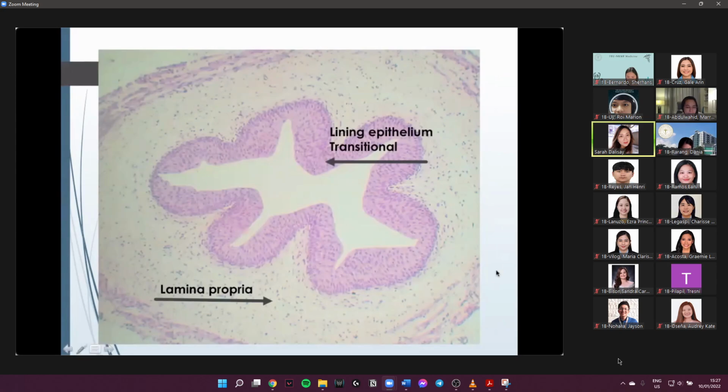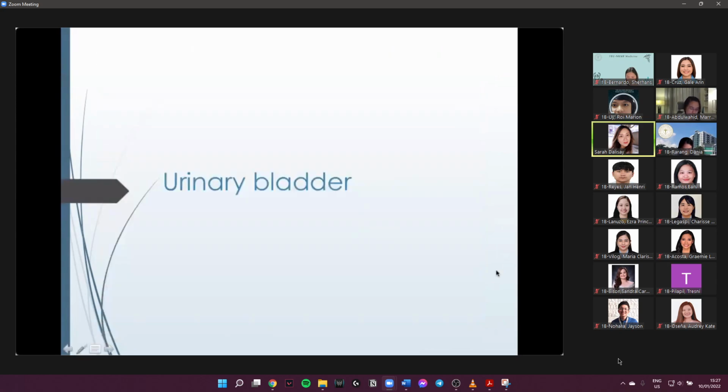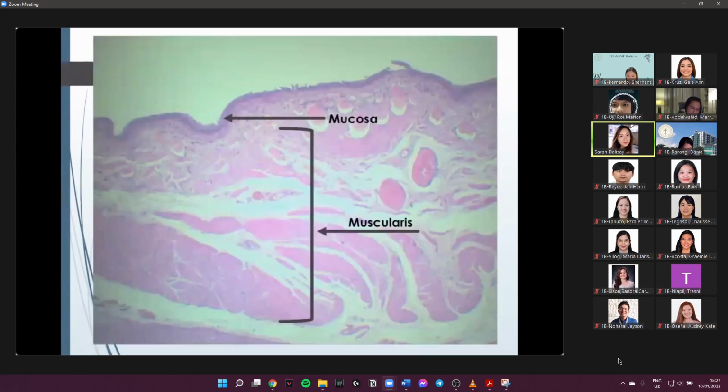Okay? So let's move on and look at your urinary bladder. Now, there are some differences here in the urinary bladder. So again, here you have the mucosa, and then you easily see that you find plenty of blood vessels here in the mucosa. So that is one characteristic that you will find. Plenty of blood vessels over here. So that one you can easily identify. This one will tell you that this is the urinary bladder.